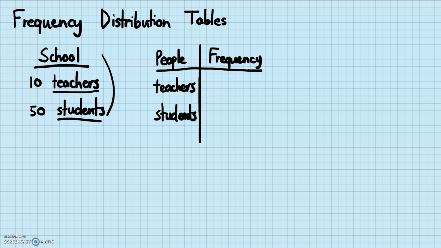And frequency means how much or how many or how often something is happening. So in this case, it's how many. There are 10 teachers and 50 students. Usually in a frequency table, we have an additional row at the bottom that tells you the total. So how many total people are there? In this case, there are 60. To get the total, you just add all the values. So this is an example of a very simple frequency table.